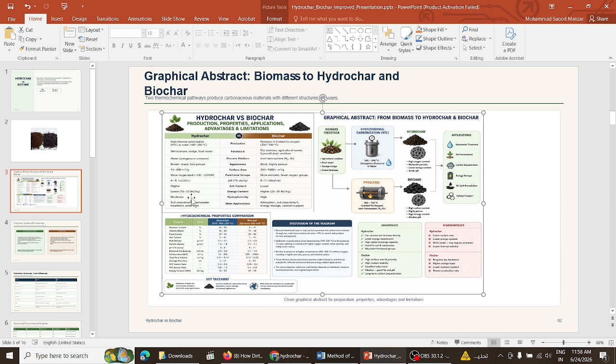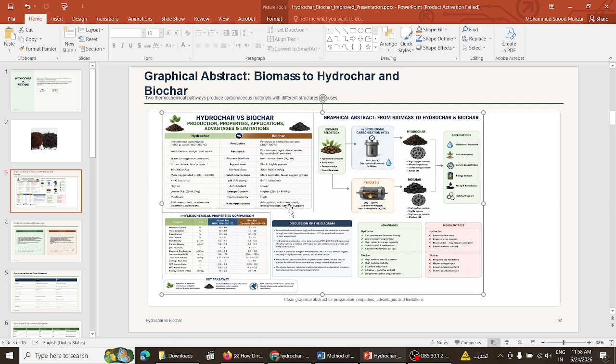And this has lower energy content. This is higher, this is moderate, and this has high hydrophobicity. And it is used in soil amendment. This is used in adsorption and soil amendment also, and it is an adsorbent and also a catalyst support. Now, hydrochar has a bulk density of 0.4 to 0.8 and biochar is 0.1 to 0.5.